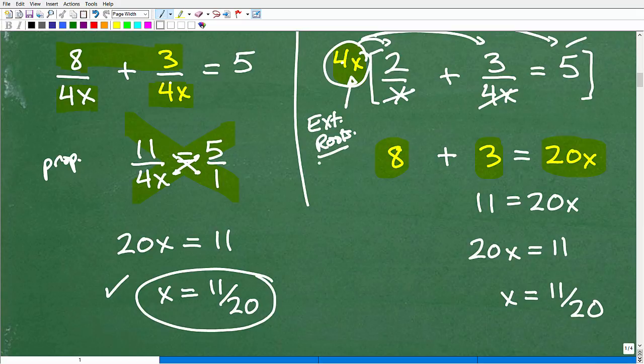Okay, so this is a whole topic here, extraneous roots. You just need to know that when you multiply both sides of the equation by something with a variable in it, you can introduce extraneous roots. You just never know until you go to check. But let's go ahead and continue with the problem.